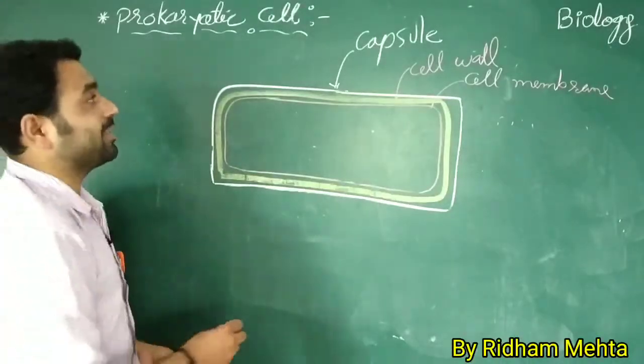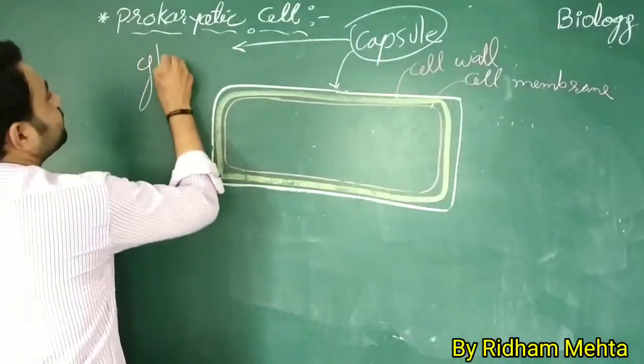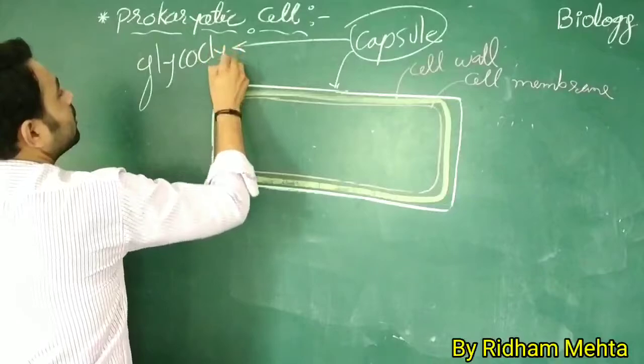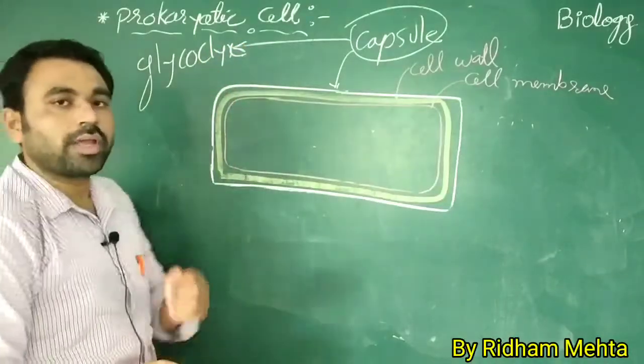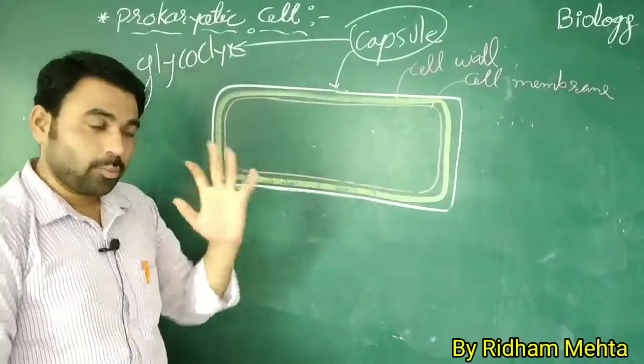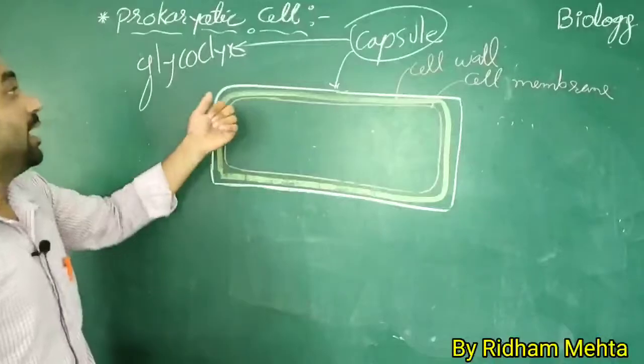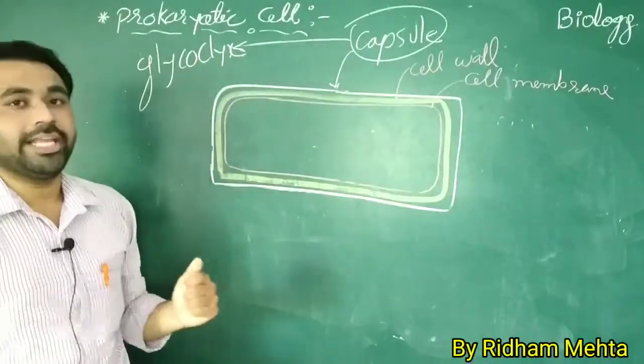So the first thing is, capsule is made up of glycocalyx. You have to remember this, it is a very important thing. Then capsule is made up of glycocalyx.